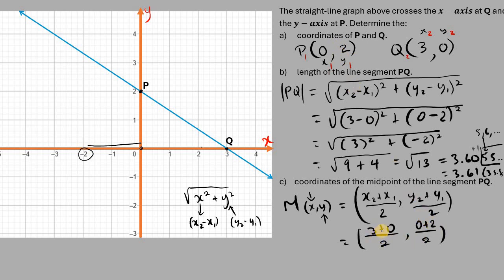Now we're going to do the numerator first. 3 plus 0 is 3. So that will give me 3 over 2, or 3 halves. 0 plus 2 is 2, so that's 2 halves. And if you have 2 halves, you have a whole. Now converting 3 halves into a mixed number: because the top is heavier than the bottom, we call it a top-heavy fraction, or an improper fraction.